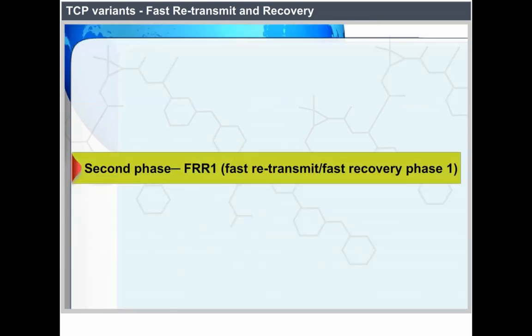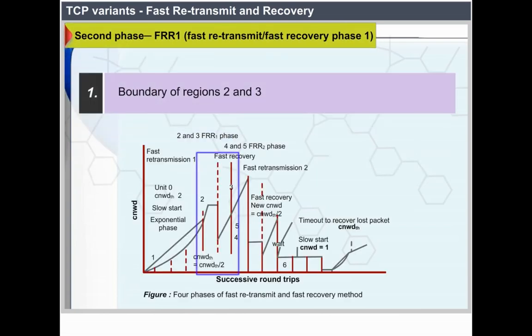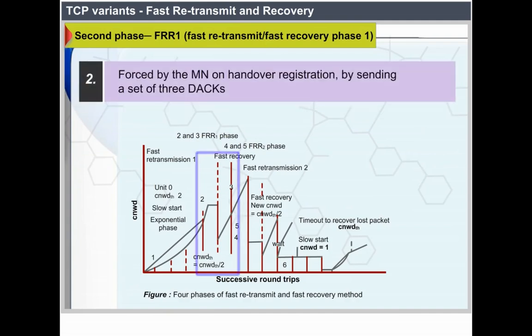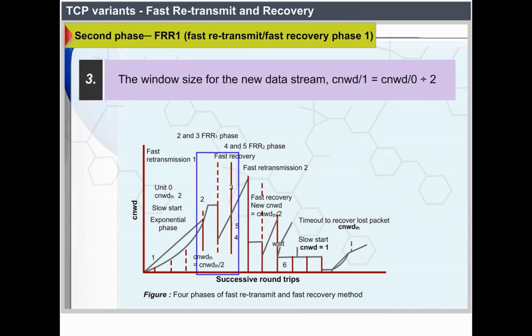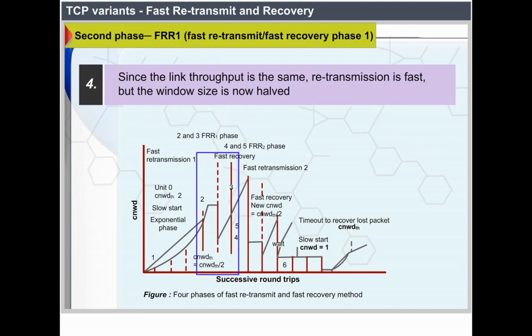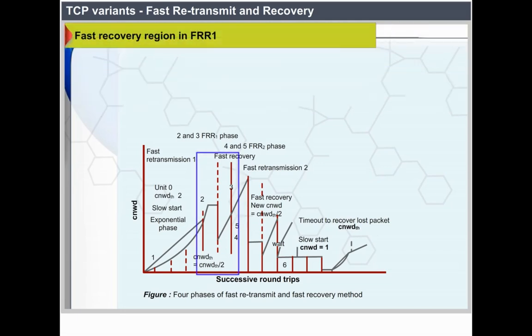Second phase, FRR1, fast retransmit of fast recovery phase 1. Boundary of region 2 and 3. Forced by the MN on handover registration by sending a set of 3 DACKs. The window size for the new data stream, CNWD1, is equal to CNWD0 divided by 2. Retransmission is fast because the link throughput is the same but the window size is now halved. Fast recovery region in FRR1.